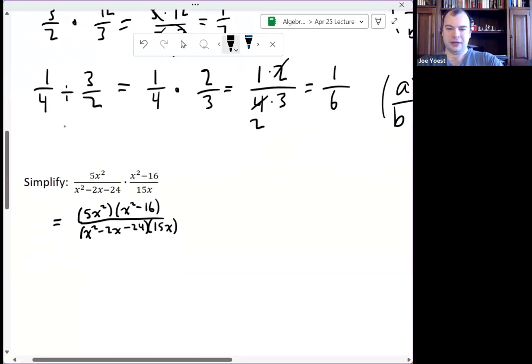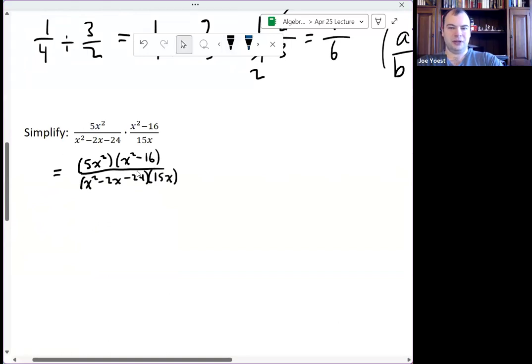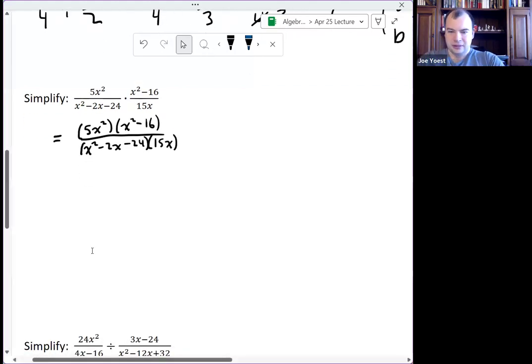I might have to think, what is my polynomial factor into? Does x squared minus 16 factor into the product of 2 linears? I might have to factor my polynomials to try to identify common factors that I can divide out. Same idea here as in the example with just numbers.